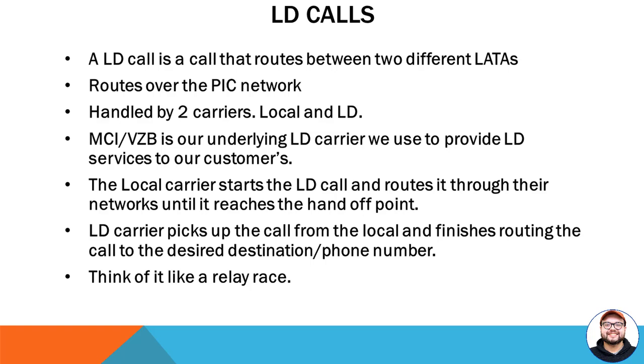Okay, so just finishing up this slide here, the local carrier starts the long distance call and routes it through their network until it reaches the handoff point. Long distance MCI will pick it up and will terminate it to the phone number that's being called. The long distance carrier picks up the call from the local and finishes routing the call to the desired destination phone number. And think of it as a relay race. I know I use that example of the handoffs.